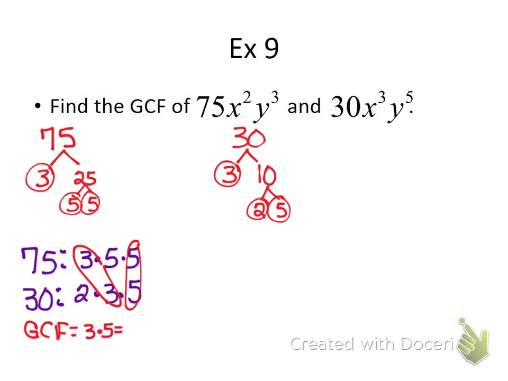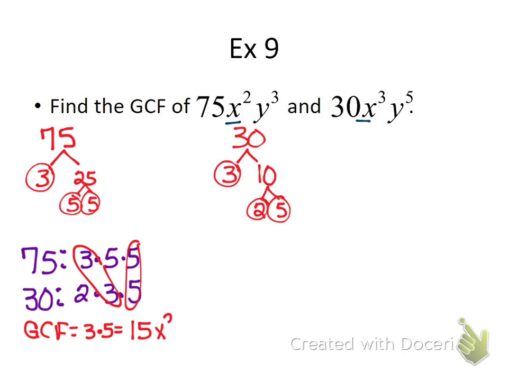What's 3 times 5 equal? 15. Okay, now we have to worry about the variables. Do they both have an x? Yes. So according to our notes, we're going to use the smallest exponent. So x to the second power.